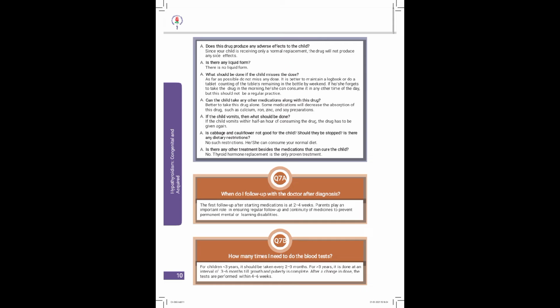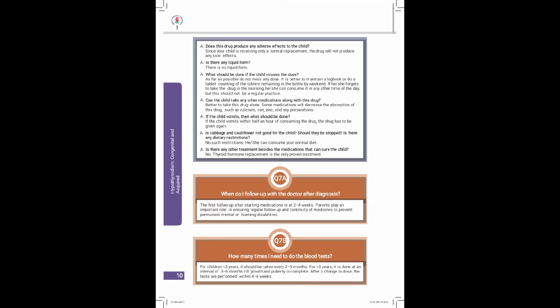What should be done if the child misses a dose? As far as possible, the child should not miss any dose. It is better to maintain a logbook or do a tablet count of the tablets remaining in the bottle by the weekend. If he or she forgets to take the drug in the morning, then the child can consume it at any other time of the day. But this should not be a regular practice.